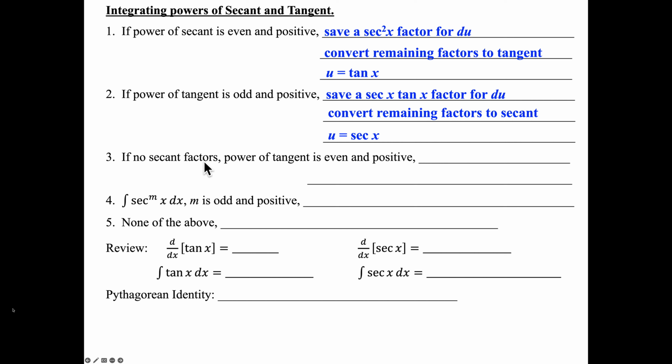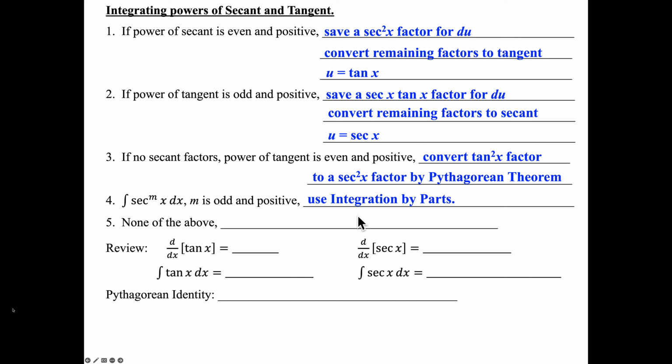If there are no secant factors and the power on the tangent is even and positive, we're going to convert a tangent squared x factor to a secant squared x factor by one of those Pythagorean identities. If you have secant raised to a power that is odd and positive, then we're going to use integration by parts. If none of these five cases work, then we're going to convert everything to sines and cosines and use our powers on sines and cosines.